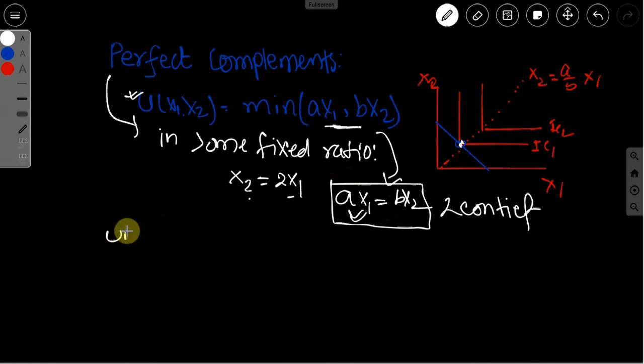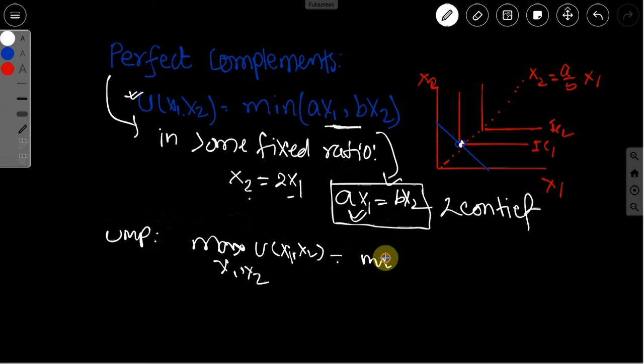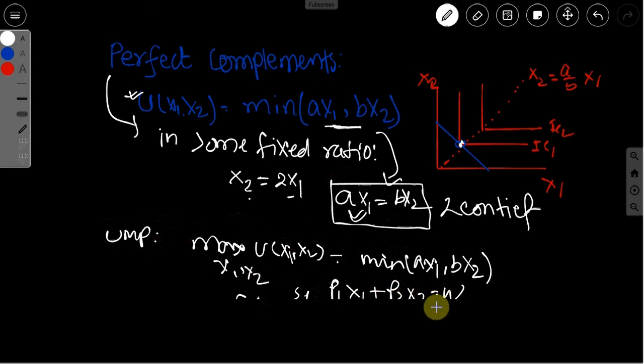So our utility maximization program is: maximize utility u(x1, x2) by choosing the values of x1, x2, where u equals min{ax1, bx2}, subject to the budget constraint. The budget constraint in this case is P1 x1 plus P2 x2 is equal to the consumer's wealth w.